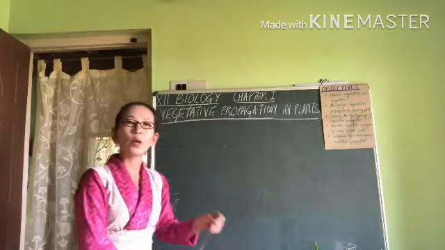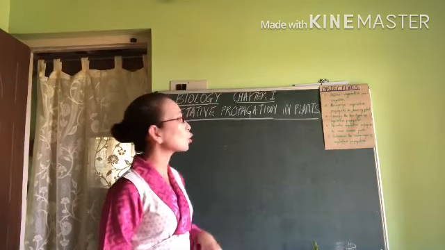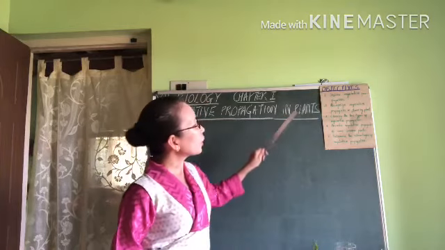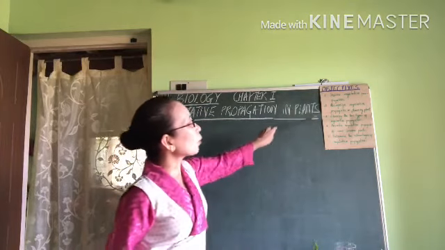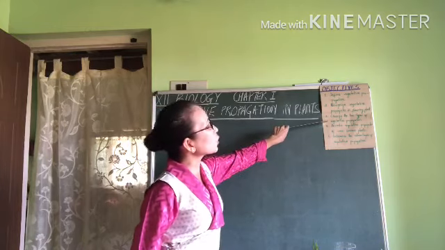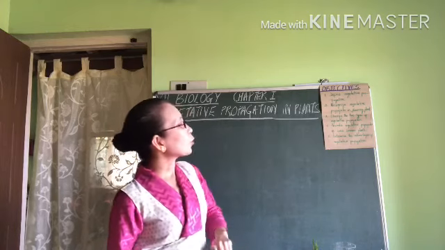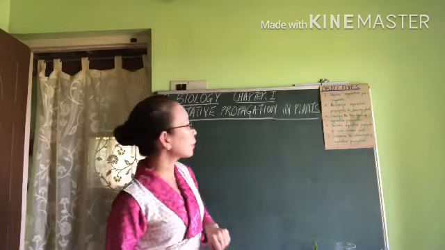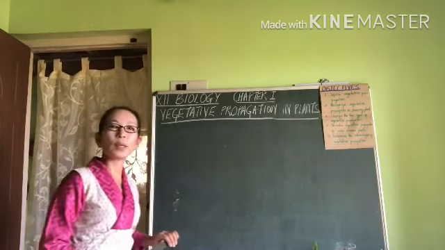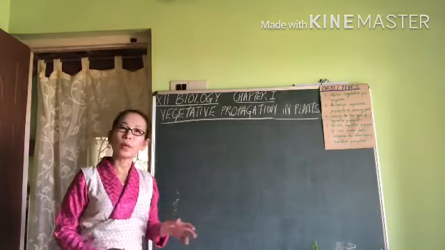Let me first read out the objectives of this session. By the end of this session you should be able to: number 1, define vegetative propagation; 2, recognize vegetative propagules in flowering plants; 3, classify the two types of vegetative propagation; 4, describe vegetative propagules of some common plants; and 5th, determine the advantages of vegetative propagation. So these are the 5 objectives that we have to cover in this tutorial.